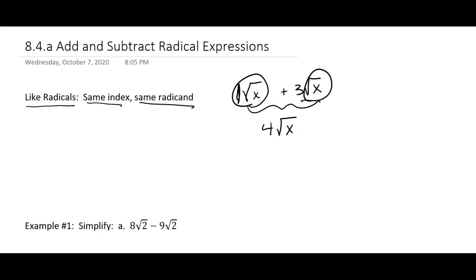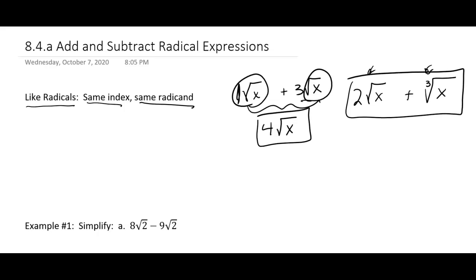Okay, but if you had like the square root of x, let's say you had 2 times the square root of x plus the cubed root of x, those you can't add together because they don't have the same radicand, or the same index, okay? So you can't add those together. That would just stay that way.